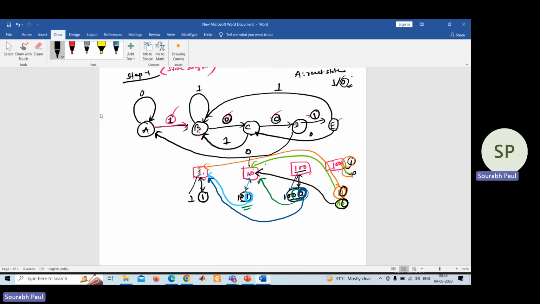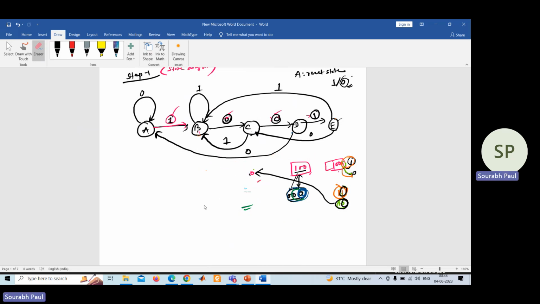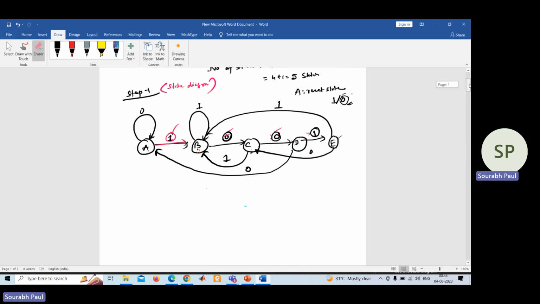Okay. Now the remaining things are very easy. So I'll remove this part. This is not required at all. This I have written for your understanding purpose only. You can remove this part. Fine. Now use this state diagram and do the next step. That is, you need to make the state table. That is step number 2. What do you need to do? You need to make the state table.